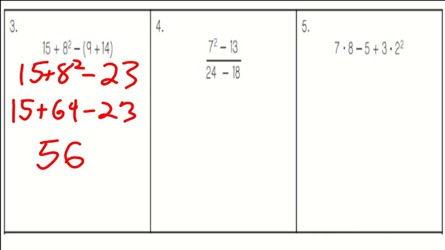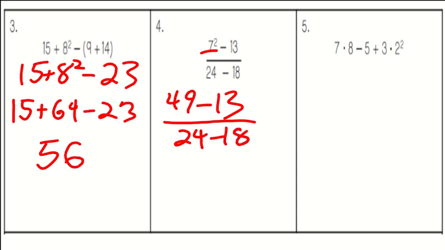Number 4 here in the middle, Mason. 6 is correct. We got to do top and bottom separate. So 7 squared is 49. We got 49 minus 13 over 24 minus 18. We do each of their subtractions. That gives us 36 over 6. 36 divided by 6 is 6.